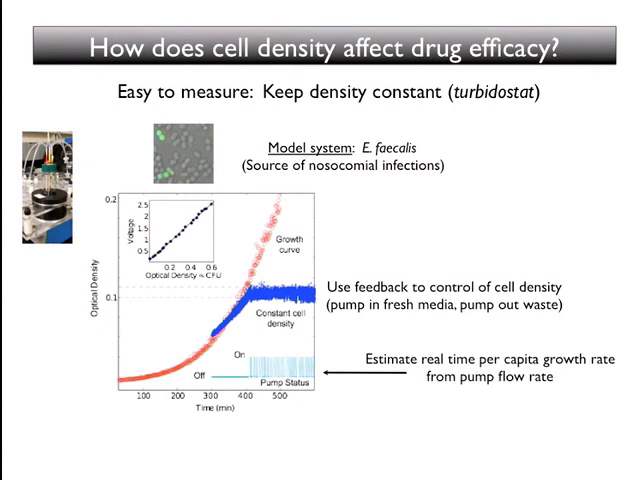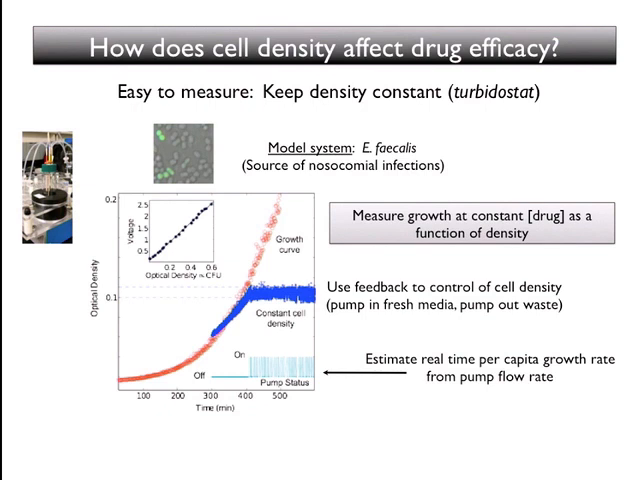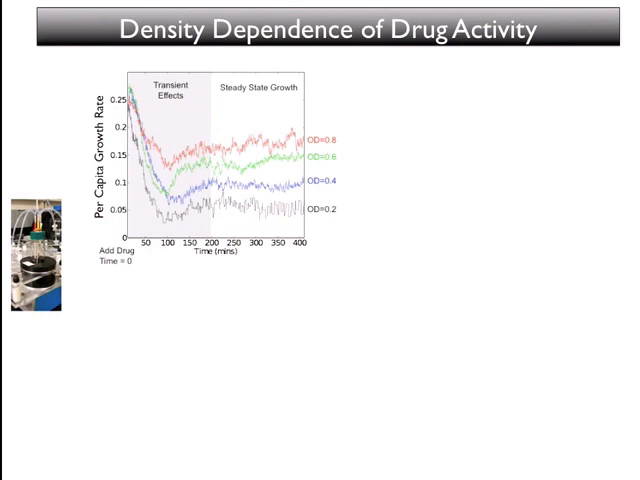We can keep track of how often that pump turns on and off, or the flow rate of that pump. From that, we can estimate the per capita growth rate of the population. So we have a real-time measure of growth rate as a function of cell density and anything else that you put in the environment. The experiment's really simple. We just measure growth at a constant drug concentration, and then we do this as a function of different densities. We do this on short time scales, several hours for this experiment.